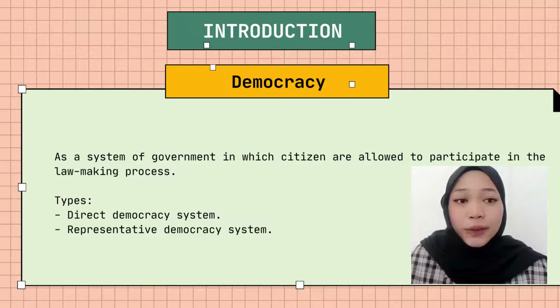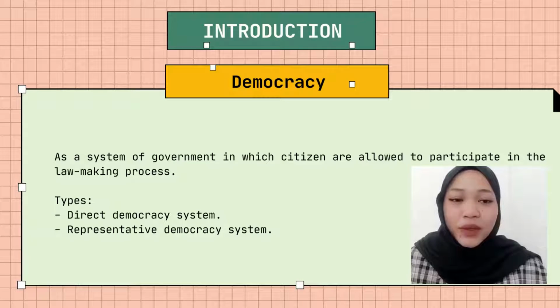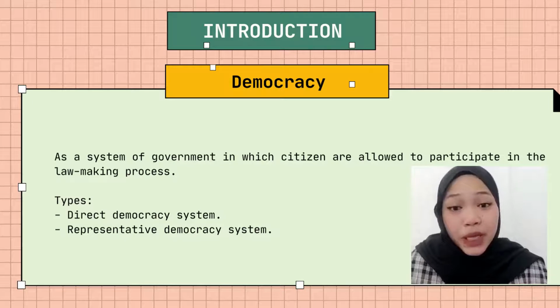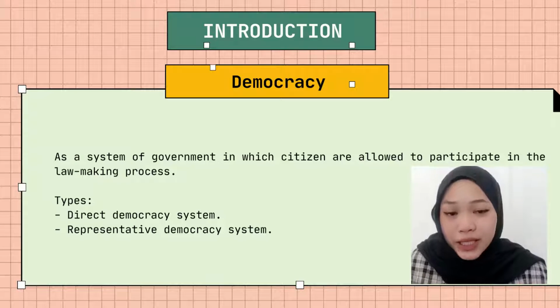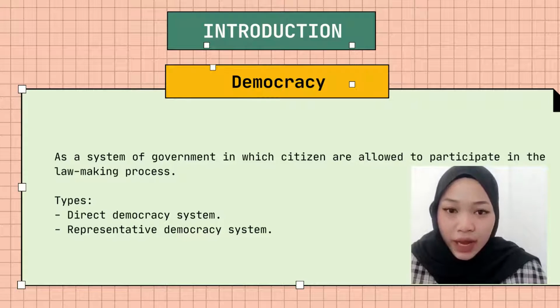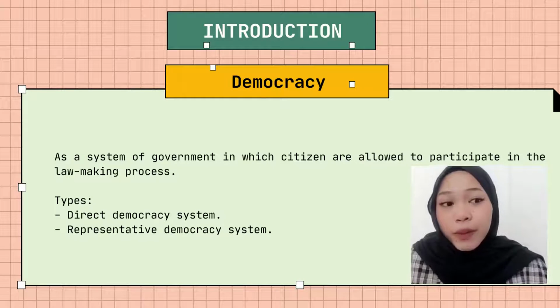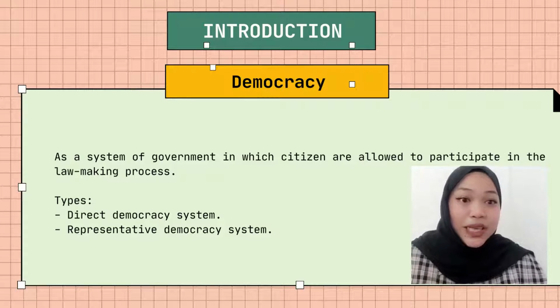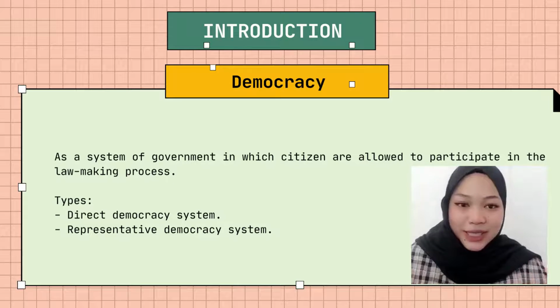While representative democracy system is the system where the people will elect a representative to represent them in political and legal affairs. The representative is responsible for voicing the voice of the people. Fun fact, Malaysia is one of the countries that practice this type of democracy.